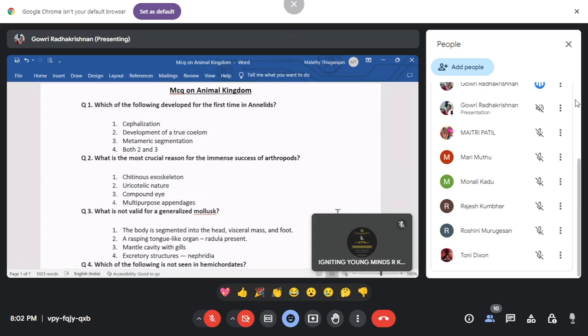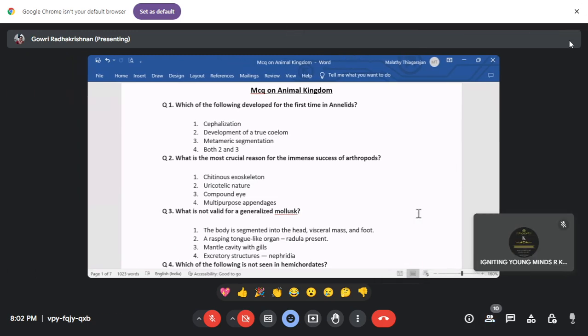Which of the following developed for the first time in annelids? Both 2 and 3, ma'am. 2 and 3. Yes, correct. Cephalization and development of true coelom and metameric segmentation.